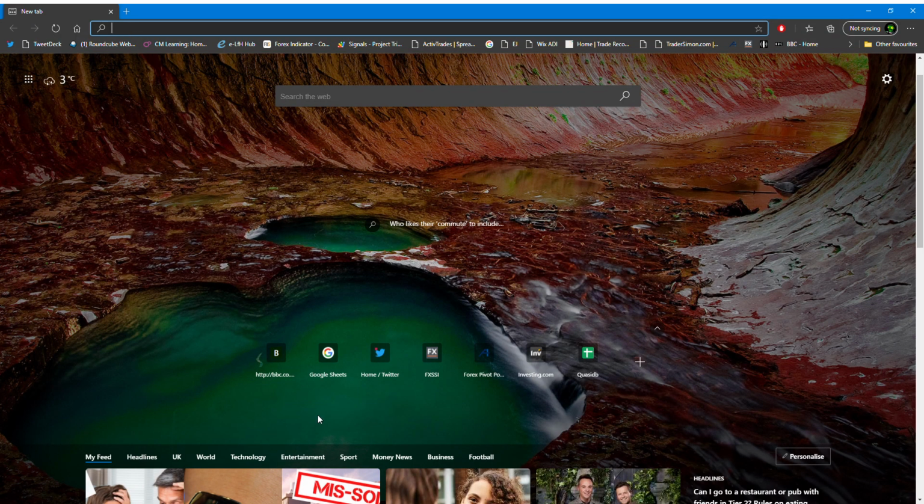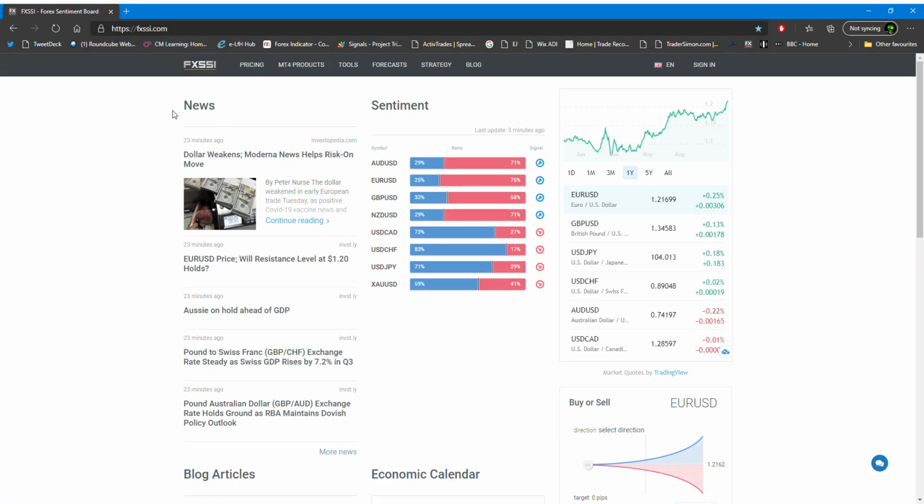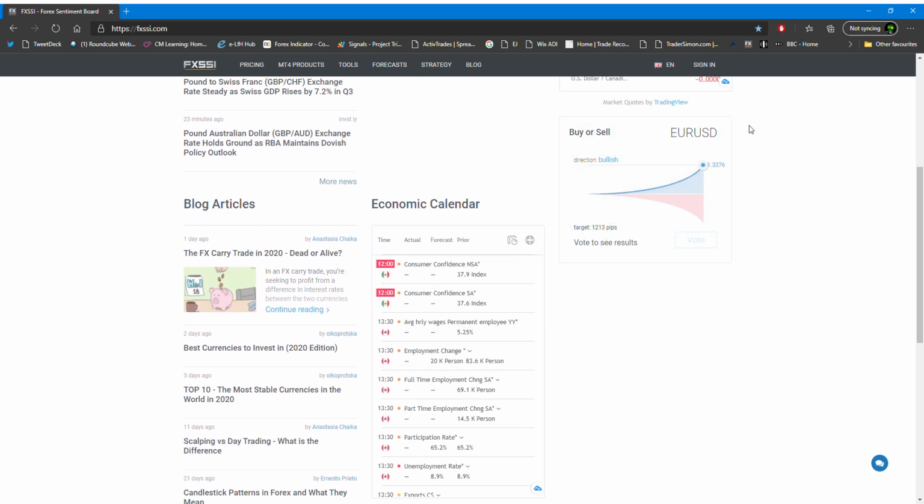Overview of the FXSSI website. I do recommend that you guys bookmark this. It's the best Forex website in the world, in my opinion, and I've seen lots and lots of websites. It's broken down in quite a nice dashboard where we have the news, obviously, as you can see, and the sentiment. Now, this is the key to what we're looking at, the QuasiDB. Some nice charts from TradingView, and you can put your opinion whether or not you think buy or sell there.